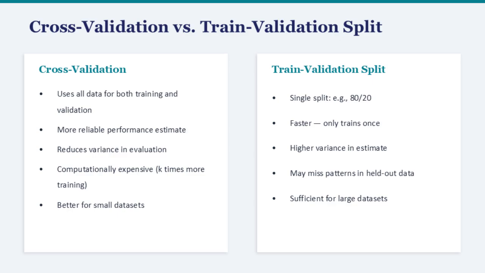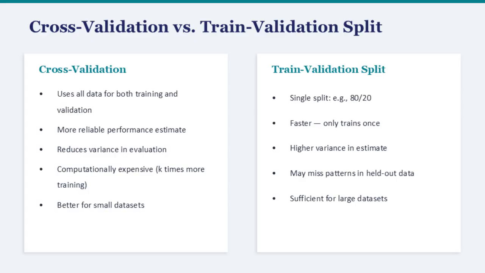So what are the benefits? More reliable performance estimates with lower variance, and all the data is used. What is the downside? It's computationally expensive. You train k times as many models, right? So it's computationally expensive. A train validation split just divides data once, typically 80-20.